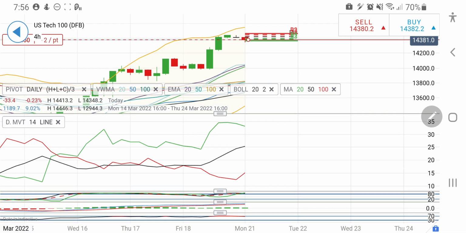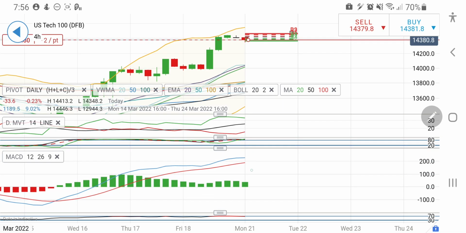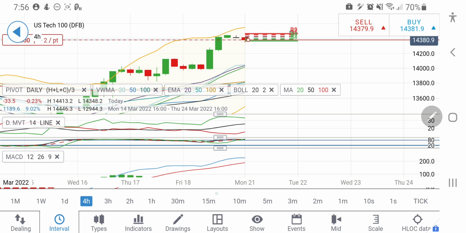One can expect it to drop. The stochastic is overbought, the MACD is curving, and probably it can converge and cross over again. So this is the verdict for US 100. I am still expecting it to drop. With the stop loss at 14,450, one can remain short on Nasdaq 100.